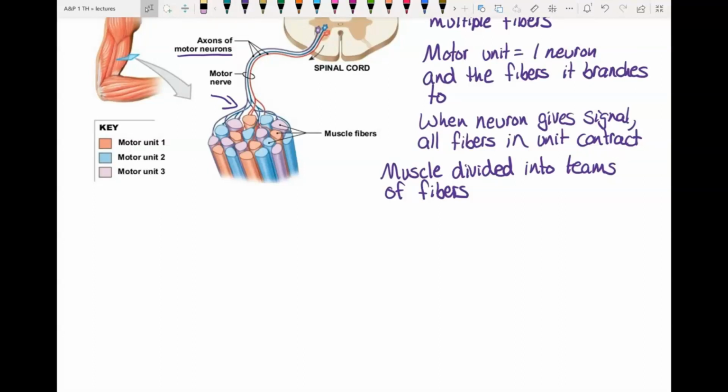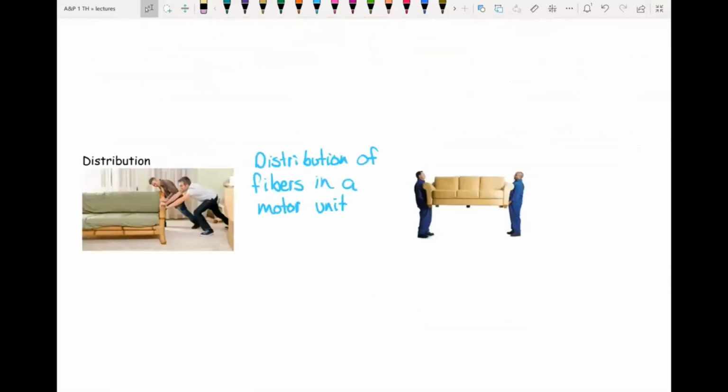They're not lumped together. Think of that as 2 people trying to move a couch. If 2 people are trying to move a couch and they both get on the same side of the couch, they're not going to move it very well. That's not a good distribution of force. If they spread out from each other and get on opposite sides of the couch, they distribute the force and they're going to be able to move the couch.